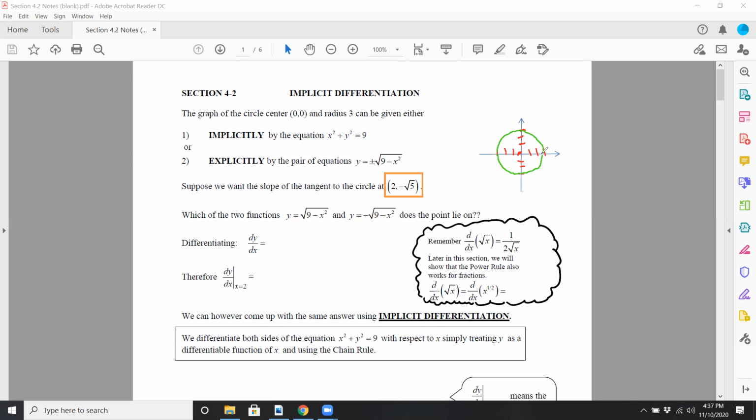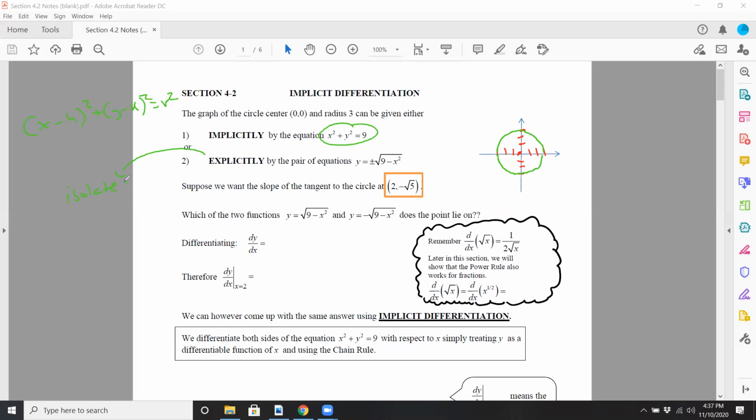Anyway, the equation of the circle could be expressed like this. You might remember back in the day, maybe in Algebra 2 or pre-calculus, you discussed the equation of a circle where (h, k) is the center and r is the radius. Of course, the center is (0, 0) and the radius is 3. Plug them in for h, k, and r, and you get x squared plus y squared equals 9. That's called an implicit equation. An explicit equation is when you isolate y.